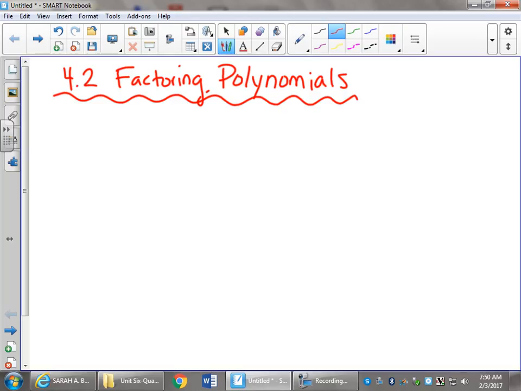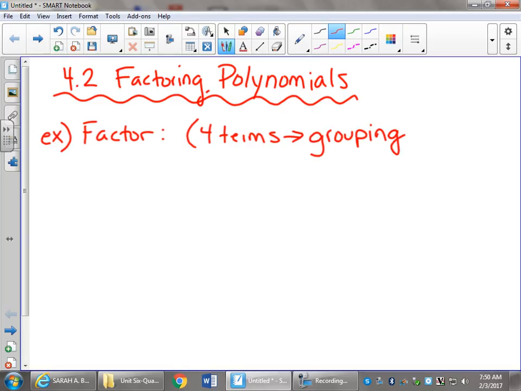So we're going to start off by factoring polynomials that have 4 terms. Okay, so we're going to factor with 4 terms. When we have 4 terms, the strategy for factoring will be the grouping method. So we'll do 4 of these. The first one is going to be x cubed minus 2x squared minus 9x plus 18.